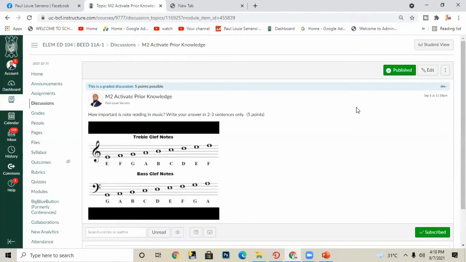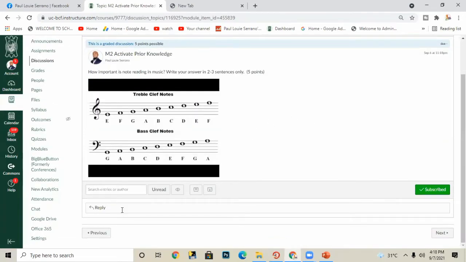So we have here a basic question. It is graded 5 points. That's the highest score. So how important is note reading in music? So you write down your answers within 2 to 3 sentences only. So ganun dyan. So you jot down here your answers.